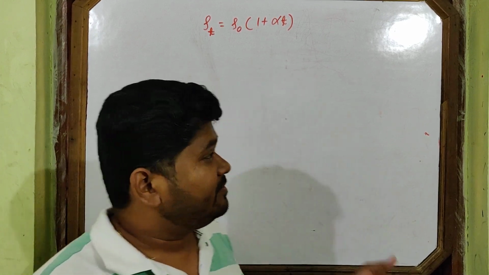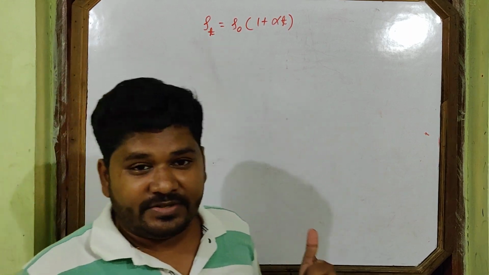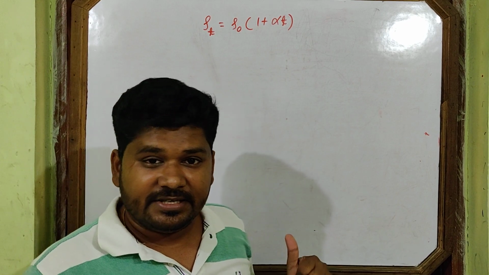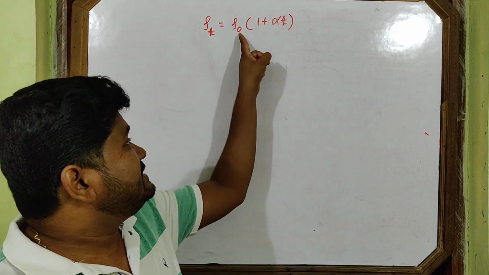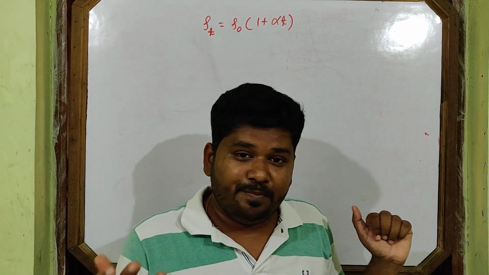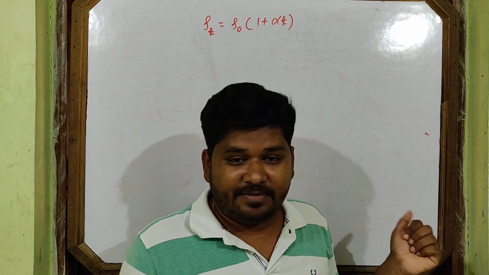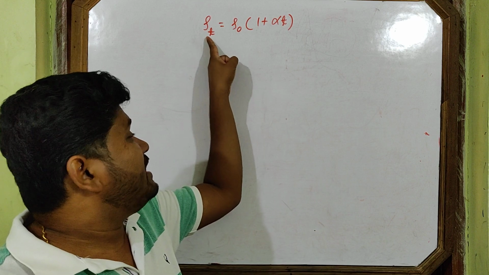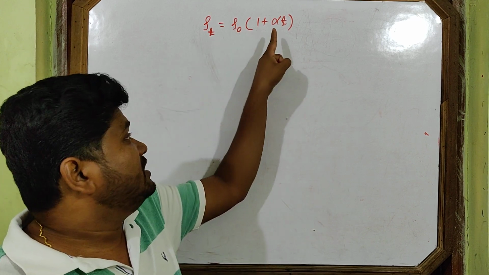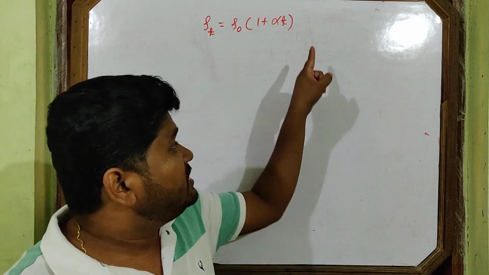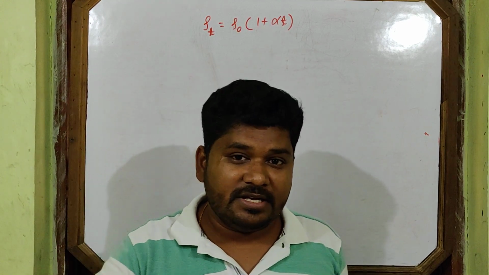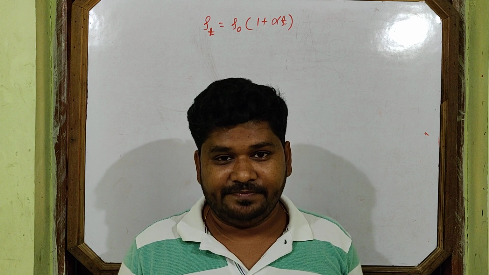Also you can say in this formula, rho T is the final resistivity, and rho naught is the initial resistivity. You can use as initial resistivity whatever you have, at whichever temperature you take, it doesn't matter. This is the initial resistivity, it was. This is the final resistivity, now it is. And alpha is constant, I told you. T is the change in temperature, final temperature minus initial temperature.